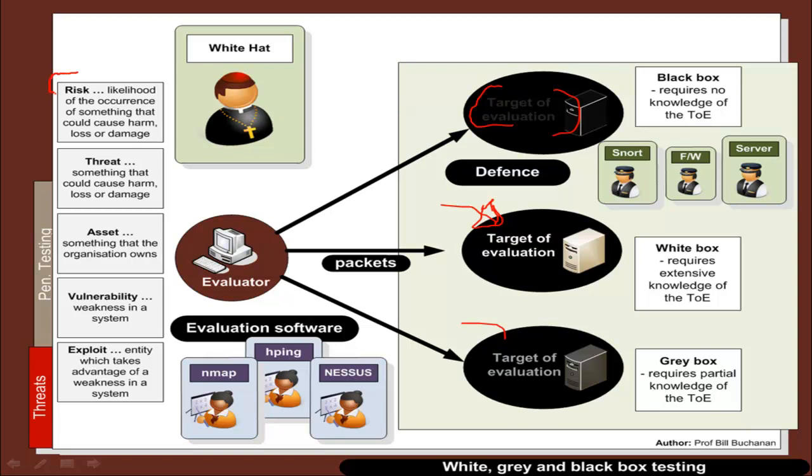So some of the key objectives and terms that we have is risk, which is the likelihood of an occurrence of something that could cause harm, loss or damage. There's a threat, which is something that could cause harm, loss or damage. An asset is something that the organization owns. A vulnerability is a weakness in a system, and an exploit is an entity that takes advantage of a weakness in a system. So for this evaluation, we have an evaluator, which will often send data packets into the target of evaluation. Some evaluation software that we can use includes Nmap, HPing and Nessus, and we'll see some examples of these later on.